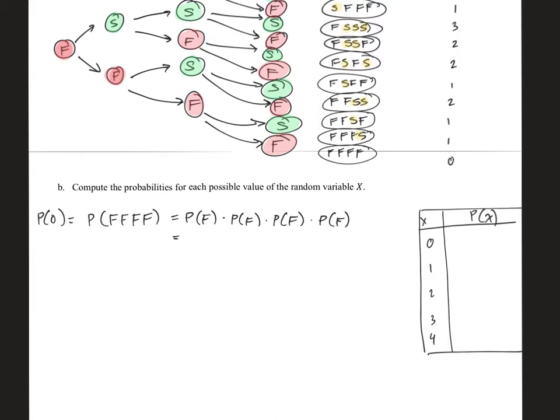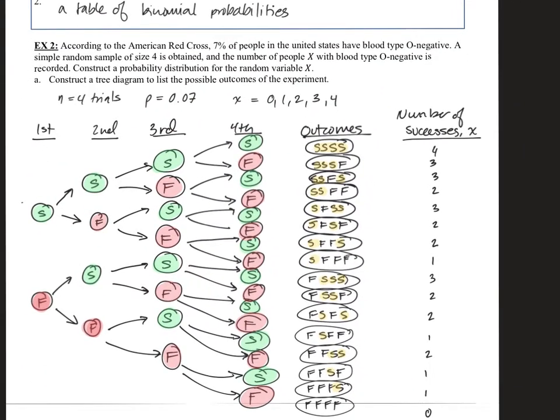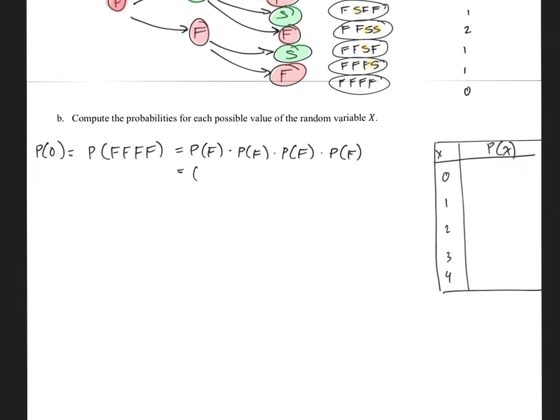And remember, the probability of success was 0.07. So then the probability of failure would be 1 minus 0.07, which is 0.93. And we have that how many times? 1, 2, 3, 4 times. So 0.93 to the 4th power, which will come out to approximately 0.74805. So that's the p of 0.